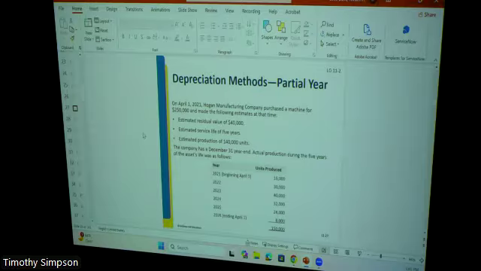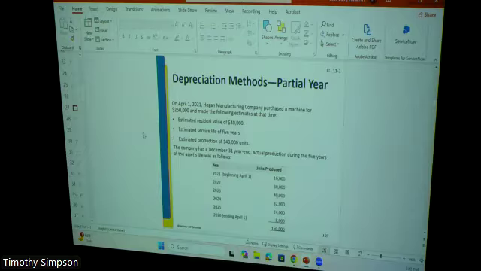So, okay, we're back to our Hogan Manufacturing. We've talked about these guys before, where they bought a machine for $250,000, but now they bought it on April 1st. So this is 3 months into the year, and we have 3/4 of the year remaining. That is 9 months. And they had the following estimates.